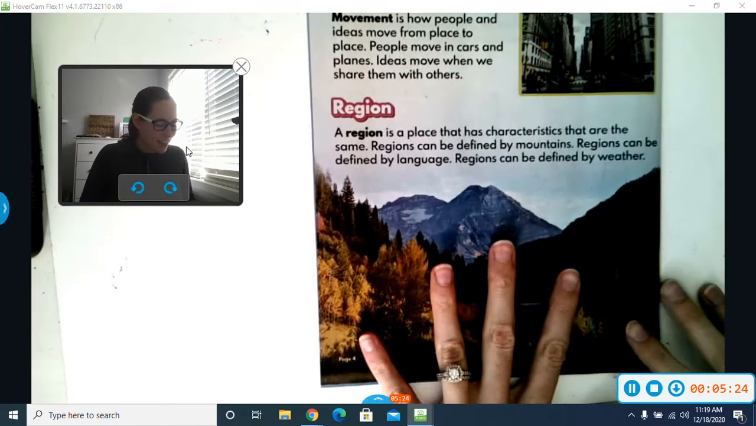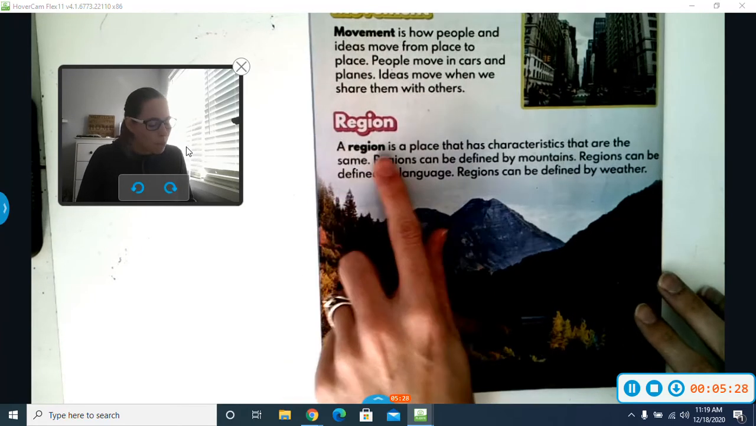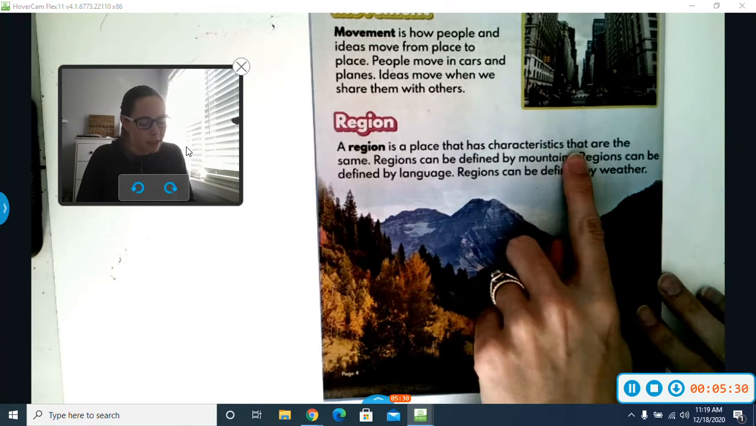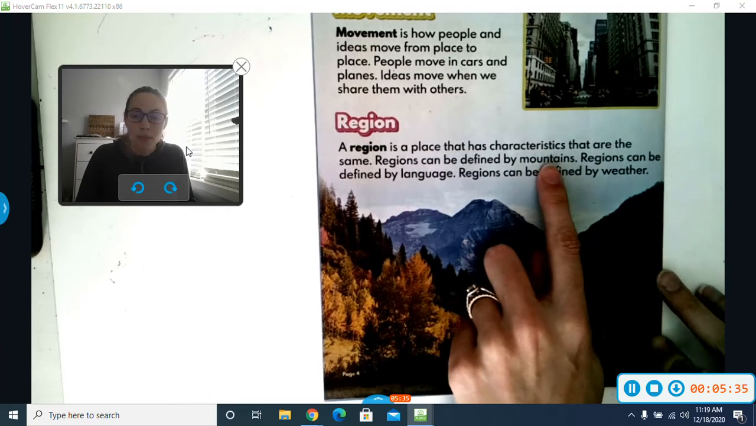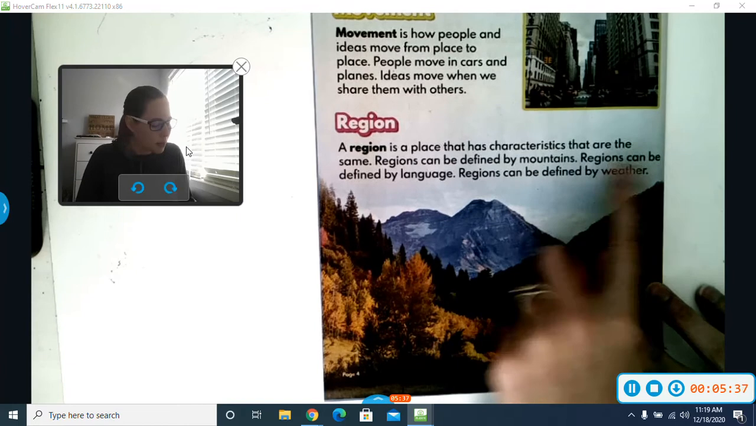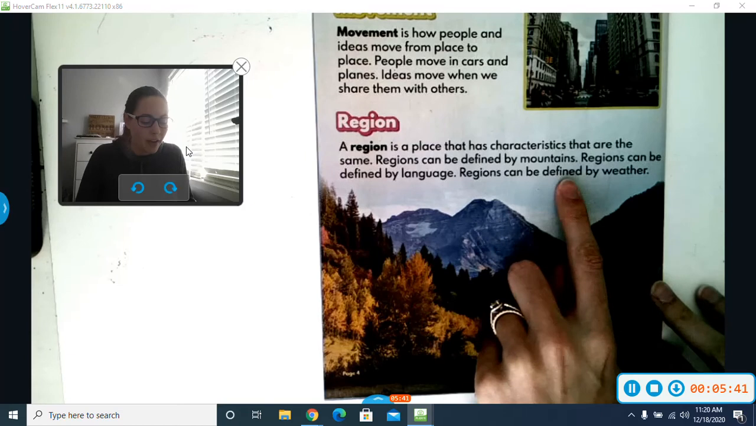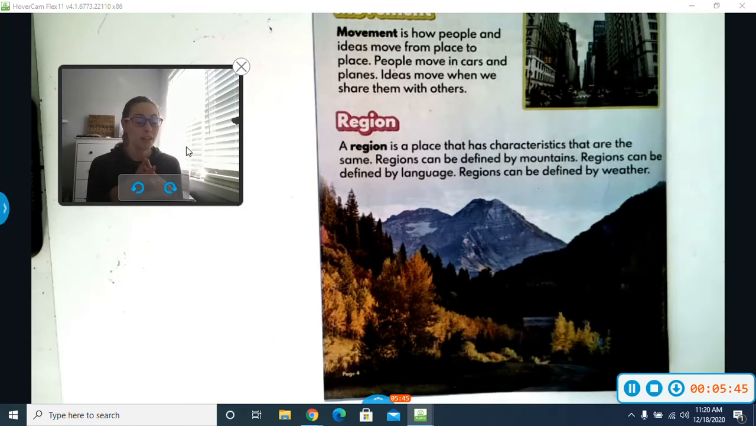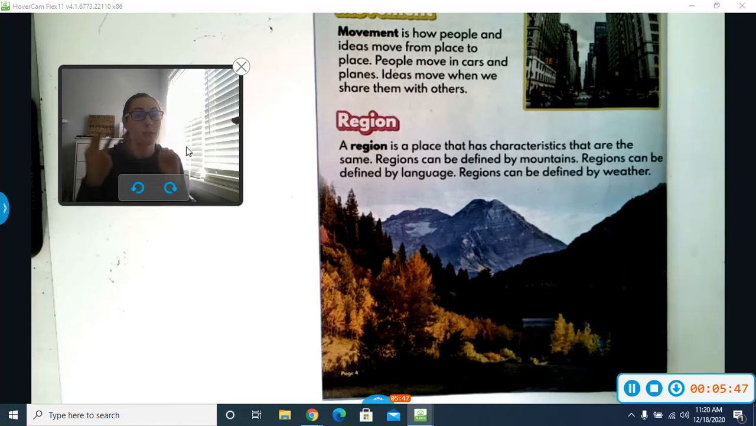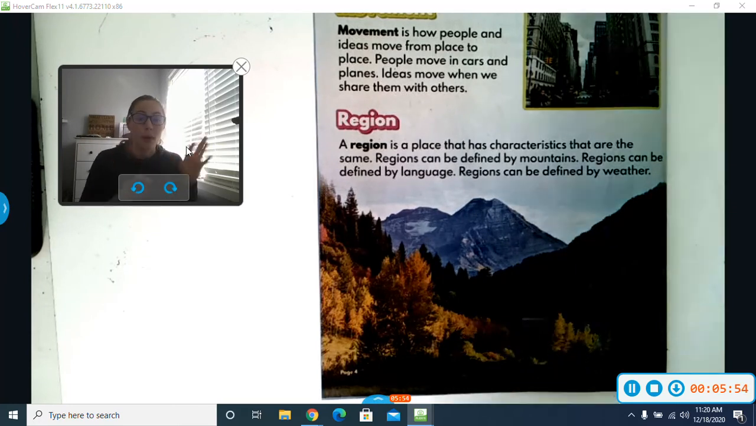And the last part is region. Our last theme is region. A region is a place that has characteristics that are the same. Regions can be defined by mountains. Regions can be defined by language. And regions can be defined by weather. So think about the whole world. There is different weather in different parts of the world, right? There are different languages that people speak in different parts of the world.